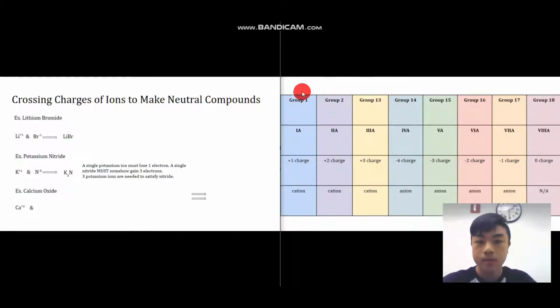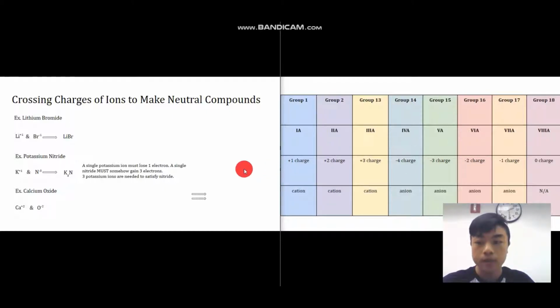So calcium is going to be from group 2, so it has a +2 charge. Oxide tells us that oxygen is going to turn into an anion whenever it makes ionic compounds because of the -ide suffix. So it's going to be from group 16 and it has a -2 charge.